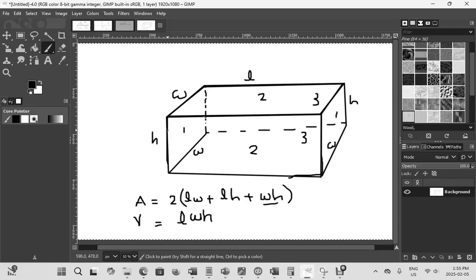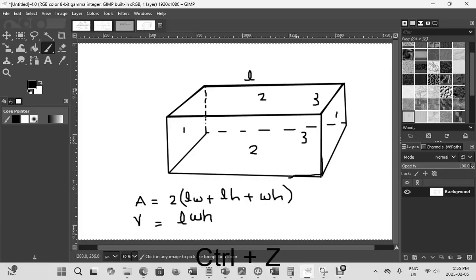Length times height will be for this side over here. So you've got your height and you've got your length. So length times height will give you the area of one side. You will need to do this for two sides. So you've got two sides, length times height, two sides, width times height, and two sides for length times width. And this is how you'll figure out the area.